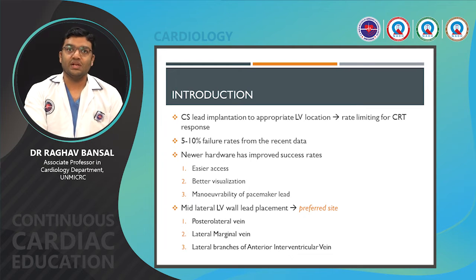However, newer hardware is available which allows us to implant in difficult situations and has grossly improved our success rates. It allows easier access, better visualization and maneuverability of the pacemaker lead. Mid-lateral left ventricular wall lead placement is the preferred site. It may be a posterolateral vein, lateral marginal vein, or the lateral branches of the anterior interventricular vein.